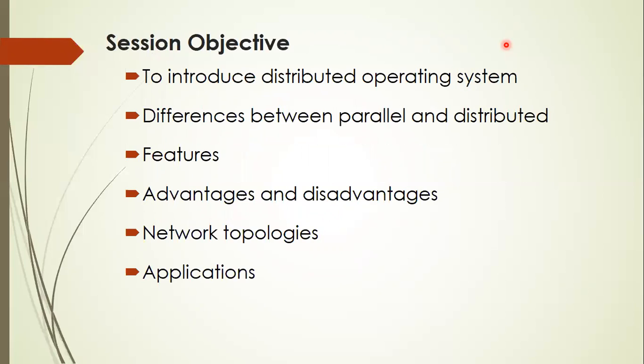In today's class, we will introduce another type of multiprocessor system called distributed operating system. We will study the differences between a parallel system and a distributed system. What are the characteristics or salient features of distributed system, and its advantages and disadvantages, especially when compared with parallel system? How the different processors in a distributed system are arranged. That arrangement we call a topology. What are the different types of topologies, and where are distributed systems actually useful? What are the application areas of distributed system?